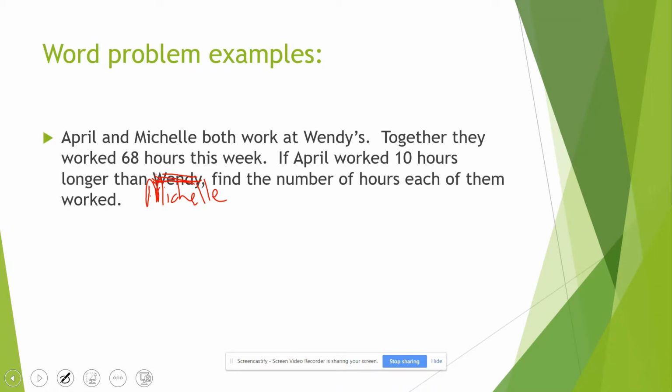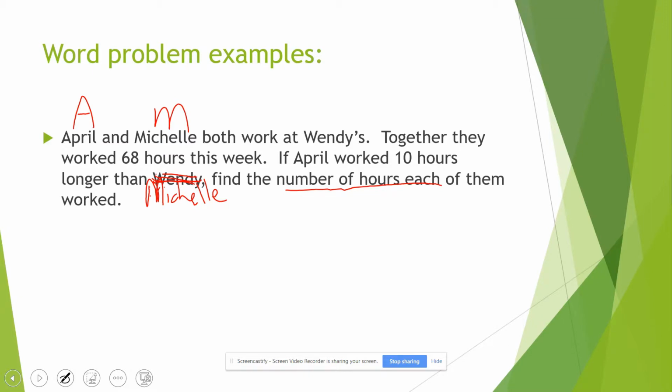So we're talking about April and Michelle working at Wendy's. Together, they worked 68 hours this week. Well, first we need to figure out what it is they're actually asking us to do. They want us to find the number of hours each person worked. So we can use, again, any letters we want for variables except for E and I. And we're going to replace April and Michelle with variables. Many people like sticking with X and Y, but you could also use A and M. So I'm going to use A for April and M for Michelle.